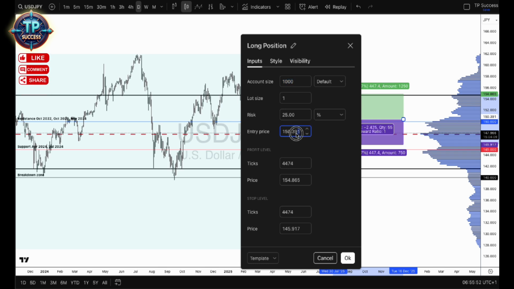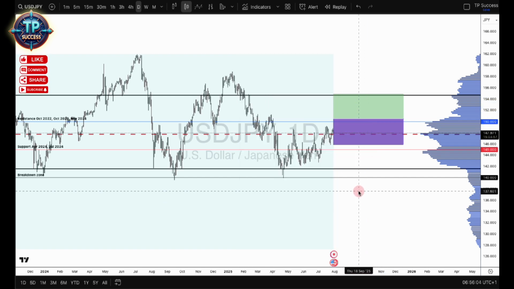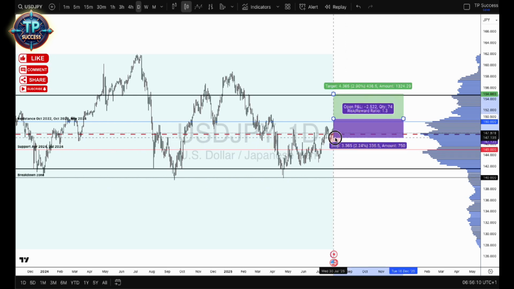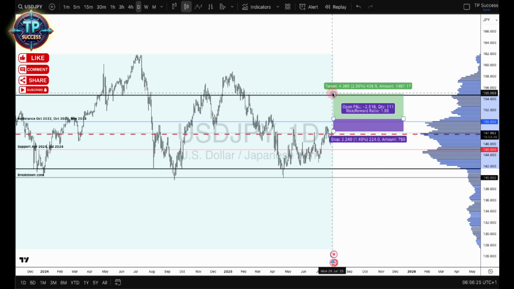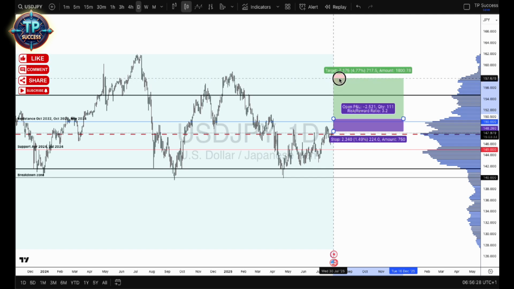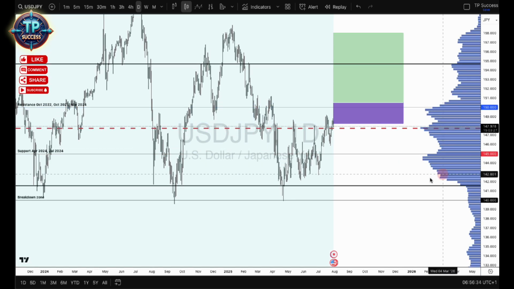Entry price, yeah, 150. Let's make it 50. And where would I want to put my stop? Let me see where I would want to put my stop. A stop right about here. And then my target TP would be up here somewhere, right?